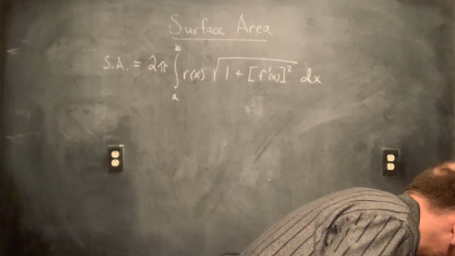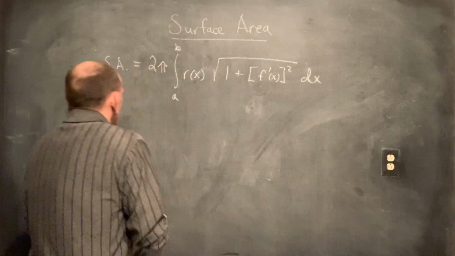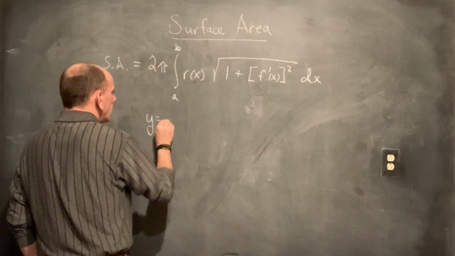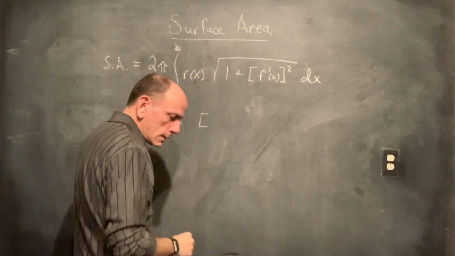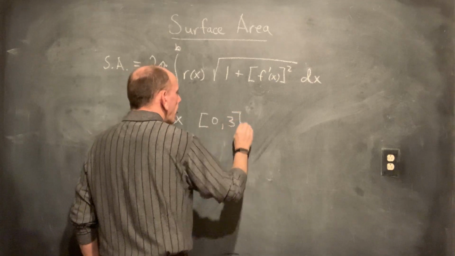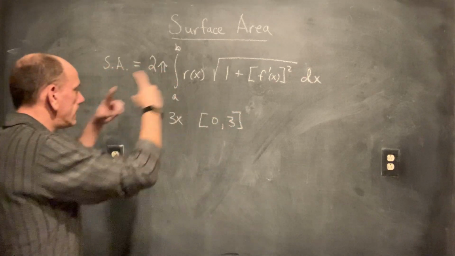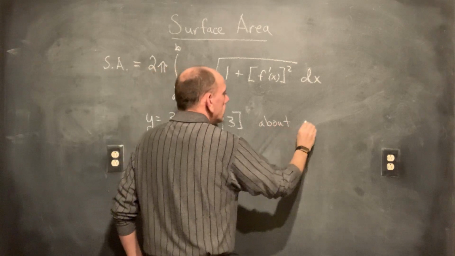Okay, so let's look at a basic one to start. Let's say we have y equal 3x on the interval from 0 to 3. And we'll rotate this about the x-axis.